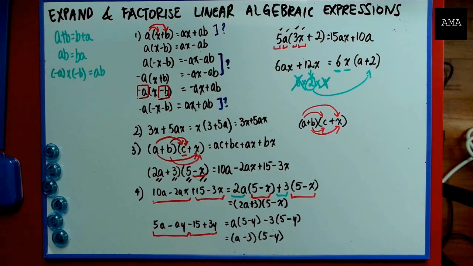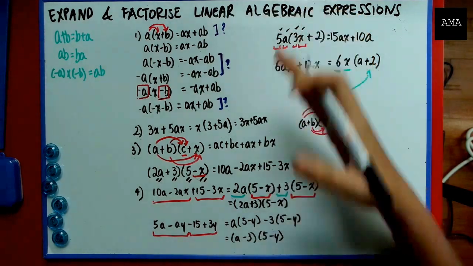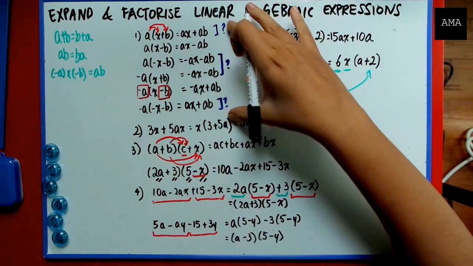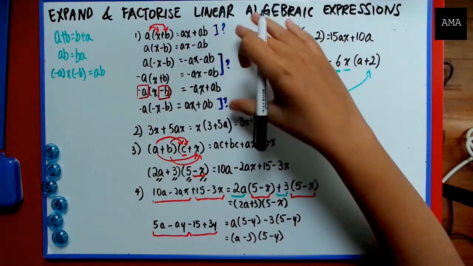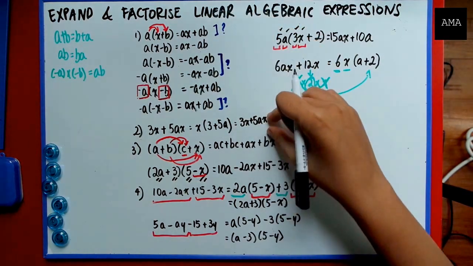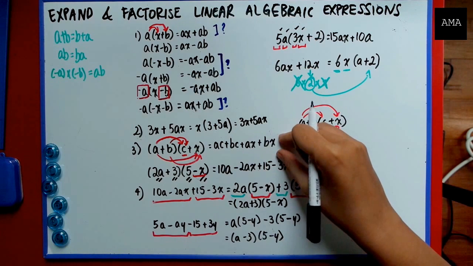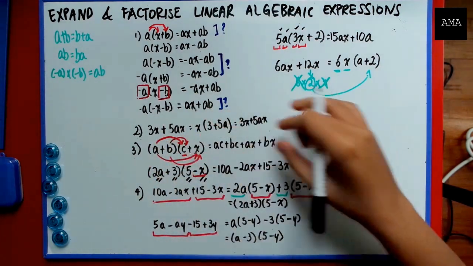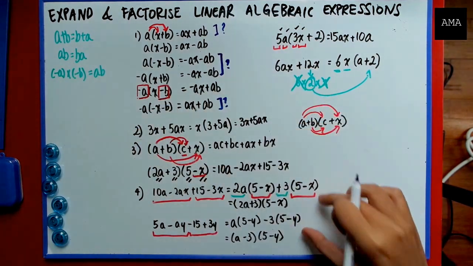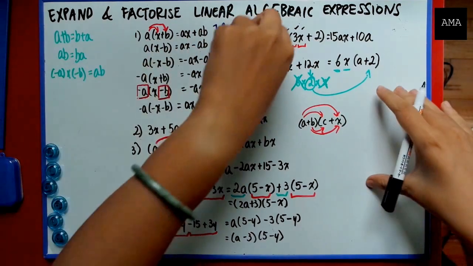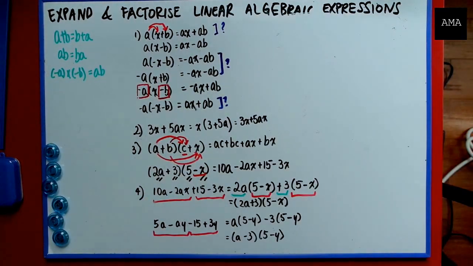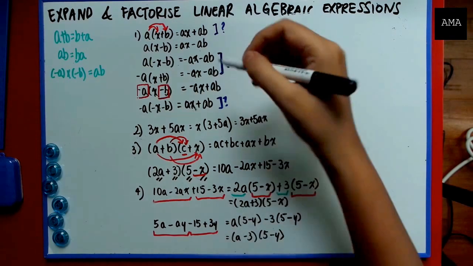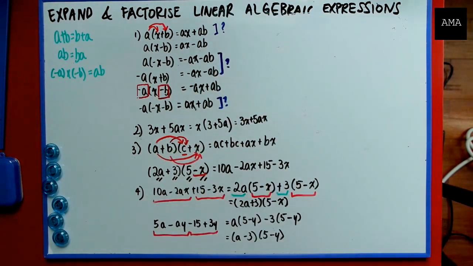So that's it for the expanding and factorizing. So there are 4 different types here. So expanding, simple ones, expanding simple linear algebraic expressions, factorizing. Expanding with 2 parentheses, okay? Factorizing, okay? Now, I just want to quickly explain this one and this one, okay?